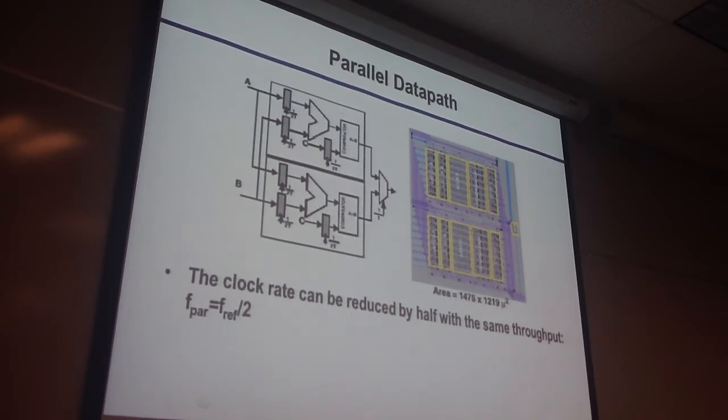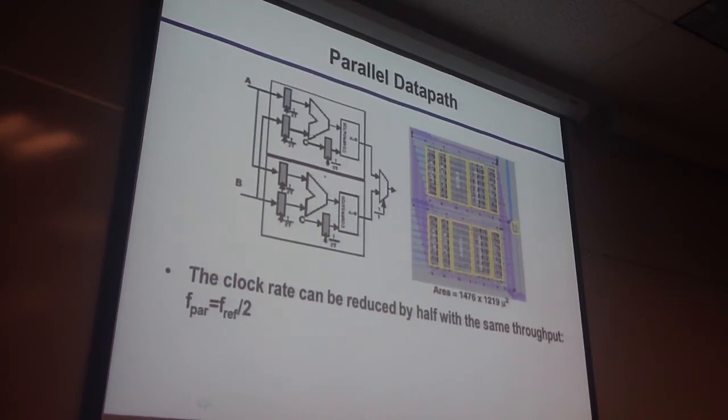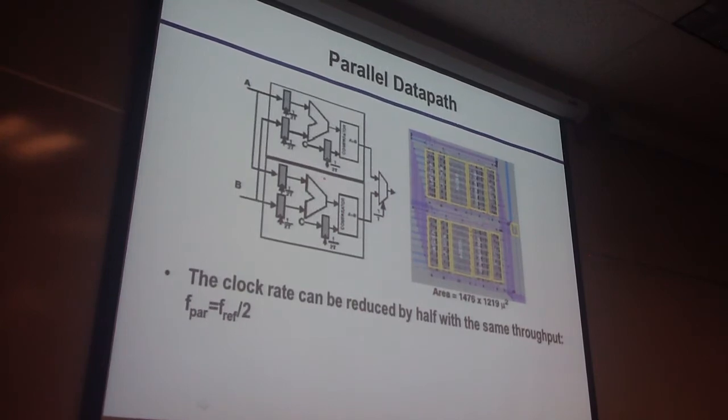Because now I have twice the time, I decrease the supply voltage and see what happens. So in this particular example, F parallel is the frequency that this is running at. It's 1/2 of the reference, right?